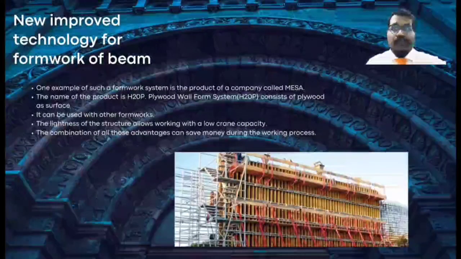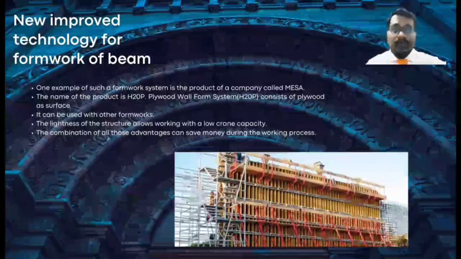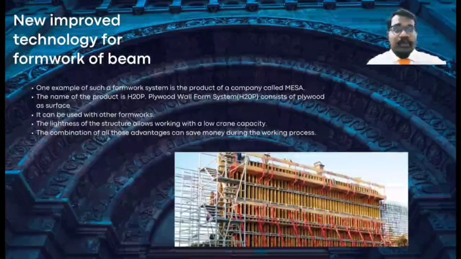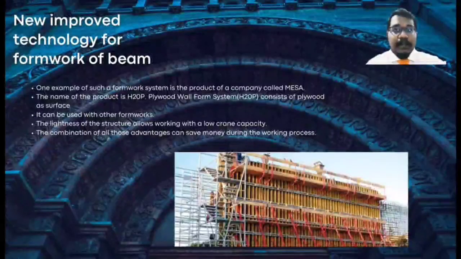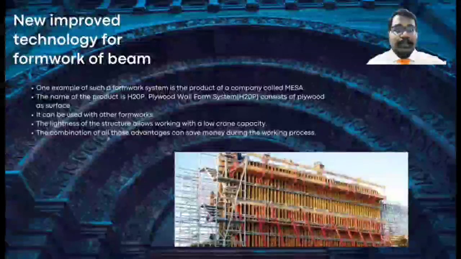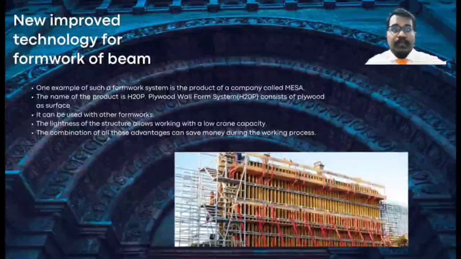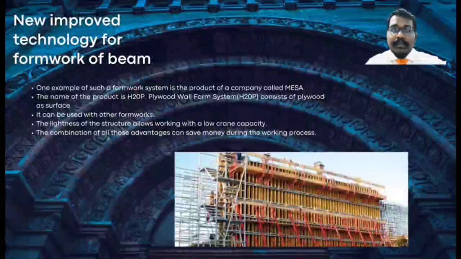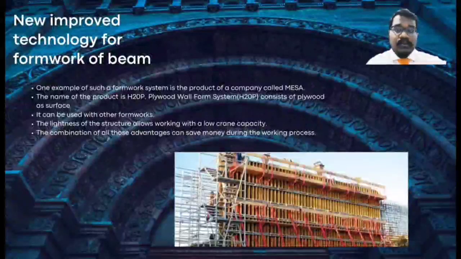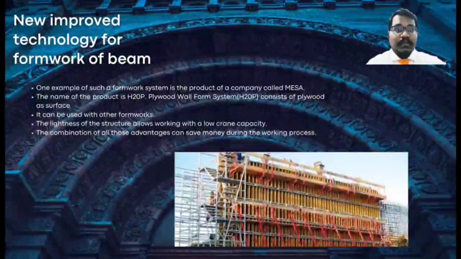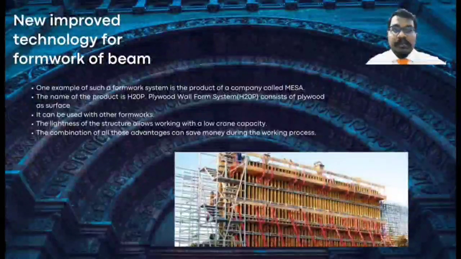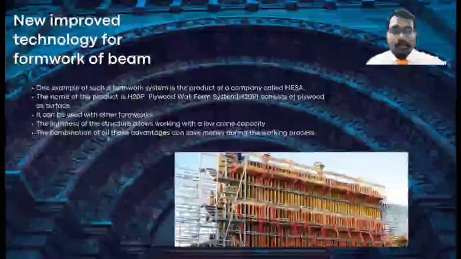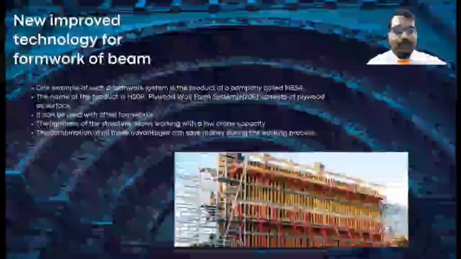One example of such a formwork system is produced by a company called Mesa. The name of the product is H20P, which is a plywood wall form system. It can be used with other formworks also. The lightness of the structure allows working with a low crane capacity. The combination of all those advantages can save money during the working process.